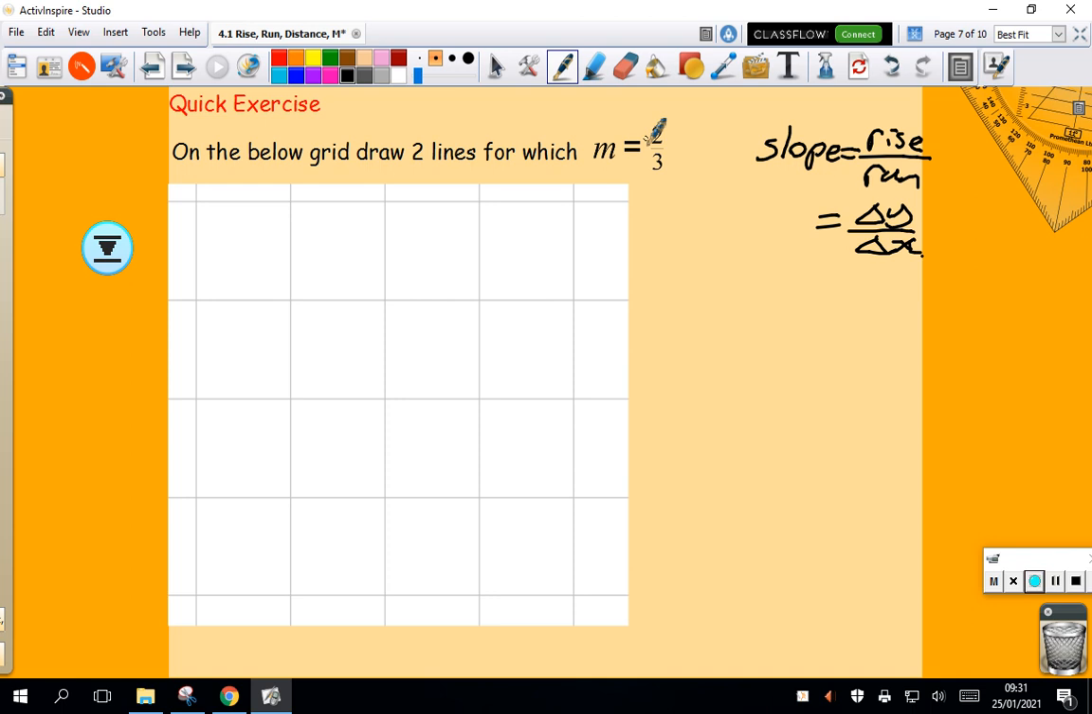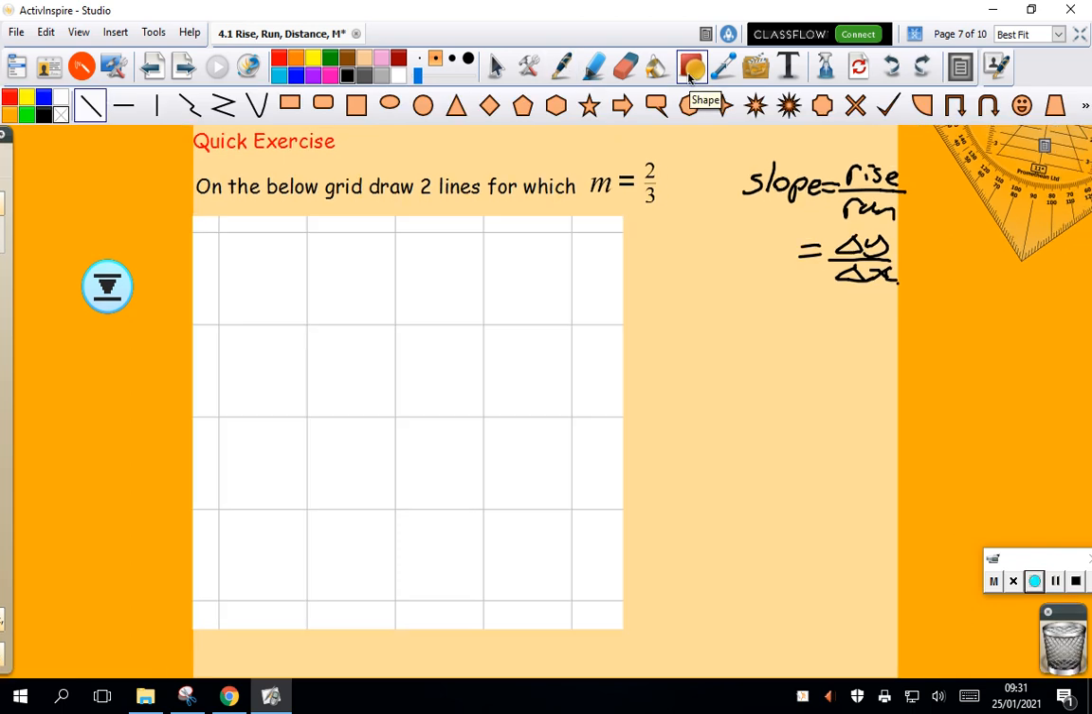So in order to draw these two lines, I want to think about what's going to happen here. I want to select a starting point and draw my line. So maybe for the first line, I might just select right down here at this corner point, the bottom left hand corner, as the starting point. I want to run across 3 because the slope is 2/3, run of 3. And I want to rise up 2, 1, 2. And there's my line. I can draw my line with a ruler through there.